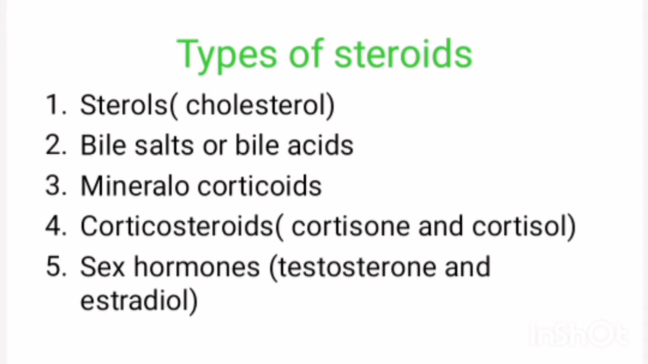And the fourth one, corticosteroids. It includes cortisone and cortisol. It has an important role in the immune system. And finally, sex hormones. These are the male hormones including testosterone, which together are called androgens, and the female hormones including estradiol, a type of estrogen. Okay, so these are the types of steroids.